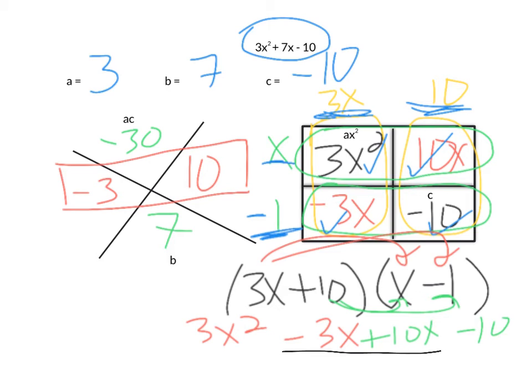So my final answer is that 3x squared plus 7x minus 10 factors into the two binomials of 3x plus 10 and x minus 1.